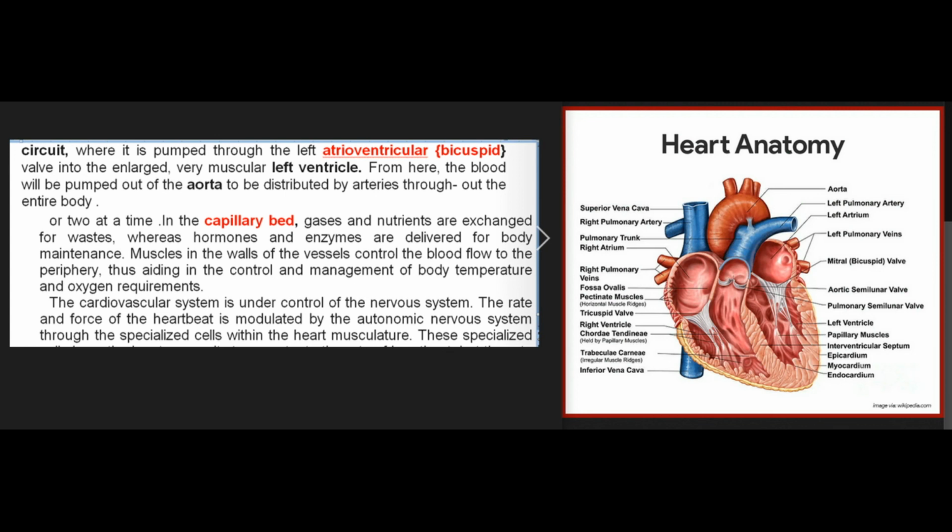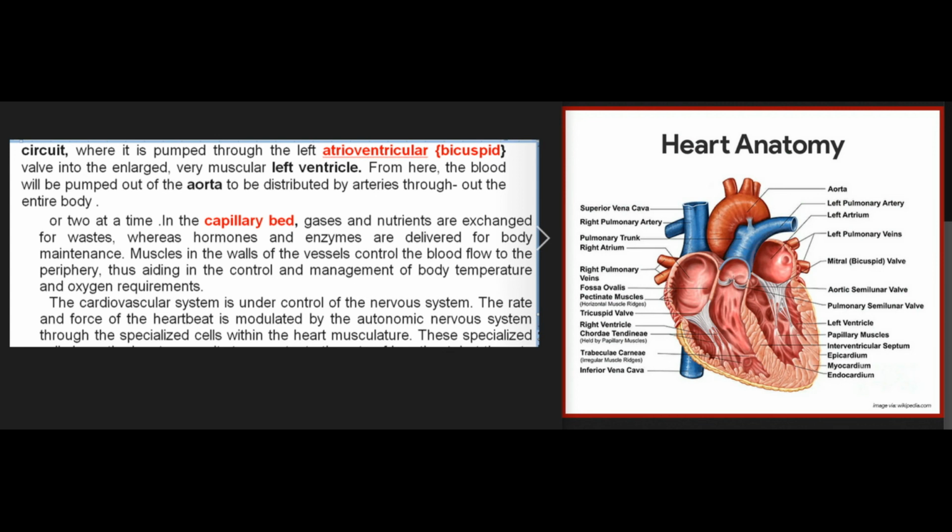In the capillary bed, gases and nutrients are exchanged for wastes, whereas hormones and enzymes are delivered for body maintenance. Muscles in the walls of the vessels control the blood flow to the periphery, thus aiding in the control and management of body temperature and oxygen requirements. The cardiovascular system is under control of the nervous system.